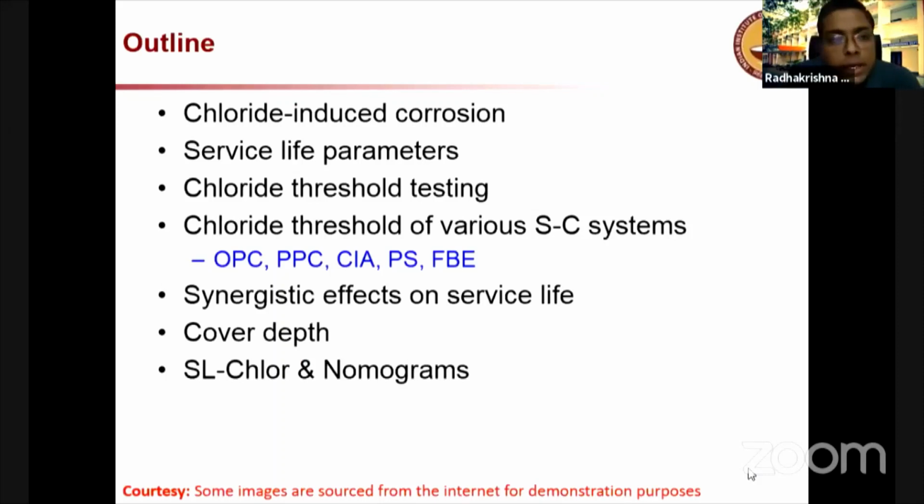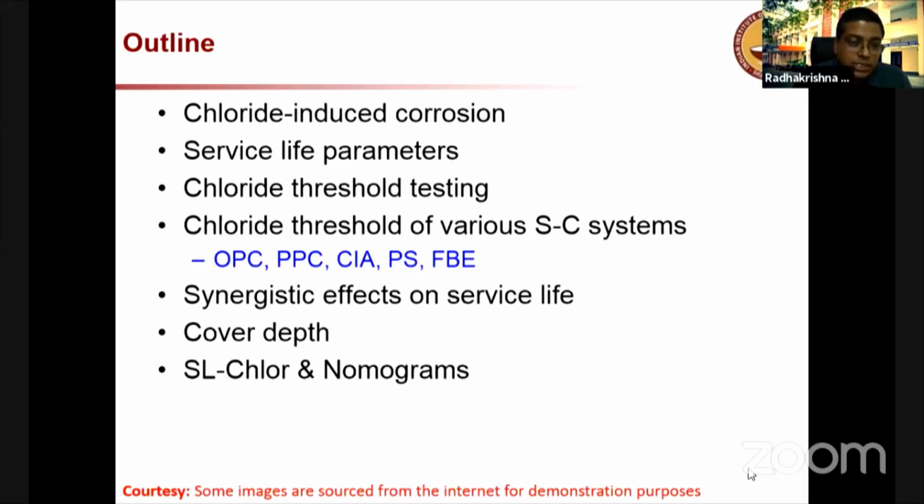So the outline, I'm going to first talk a little bit about what is chloride-induced corrosion, how it happens, and what are the key parameters which we have to really focus on when we talk about estimating its service life. And then one of the key parameters which we will be highlighting is chloride threshold, and how to test them in various systems, because today we have different types of steel reinforcement and different types of concretes. So we cannot really assume a single number for chloride threshold. And so we have seen that these threshold values keep changing as we change the system.